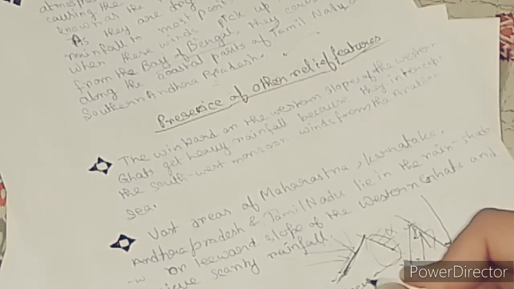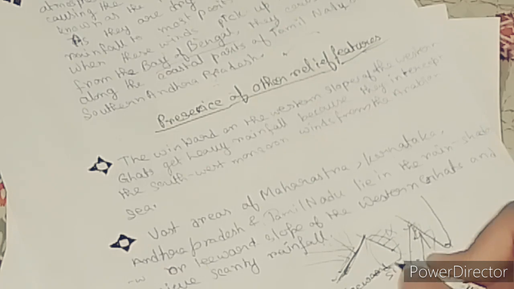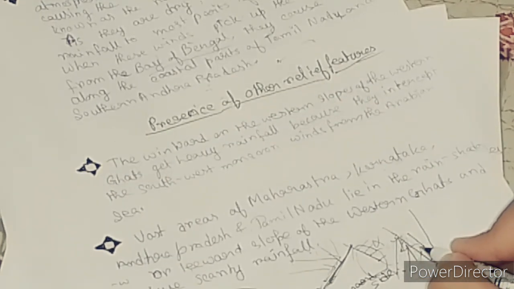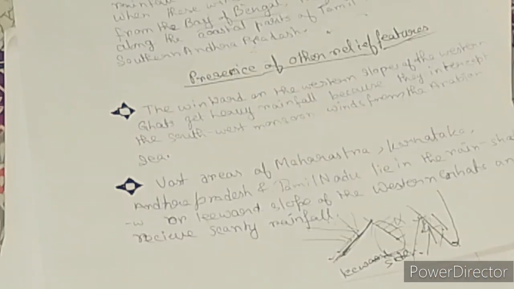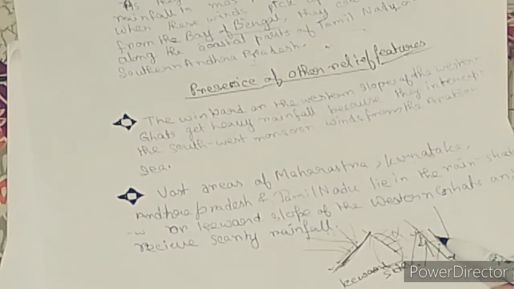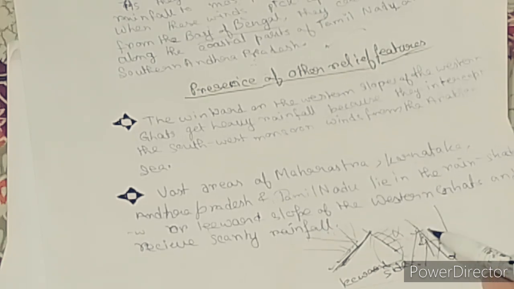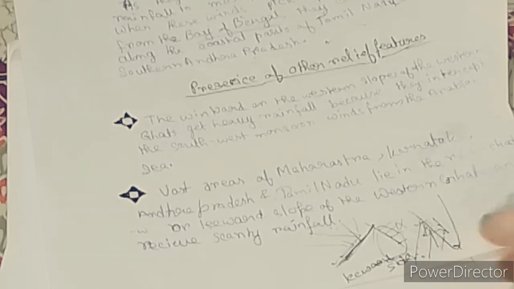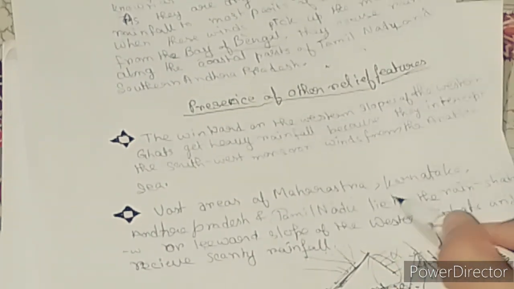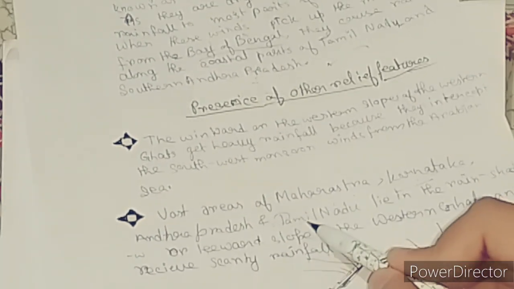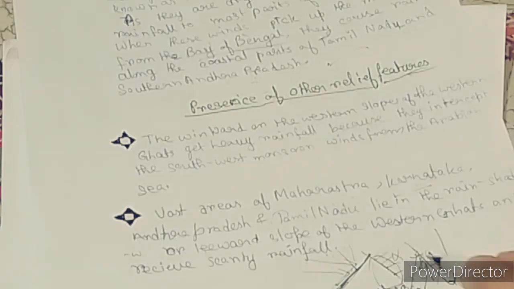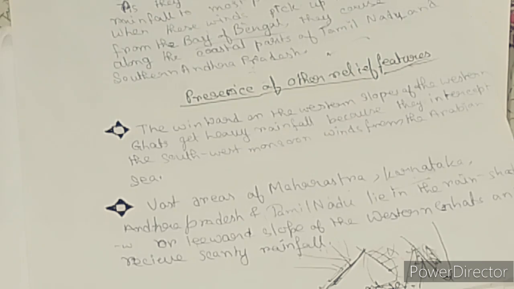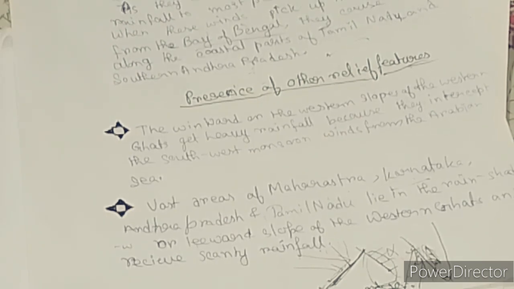So in the Western Ghats also, this side is the leeward side, and this leeward side is not getting any rainfall. Which states of India are on the leeward side of the Western Ghats? Maharashtra, Karnataka, Andhra Pradesh, and Tamil Nadu, which are present on the rain shadow region or leeward slope of the Western Ghats, receive scanty rainfall. Scanty means very low rainfall.